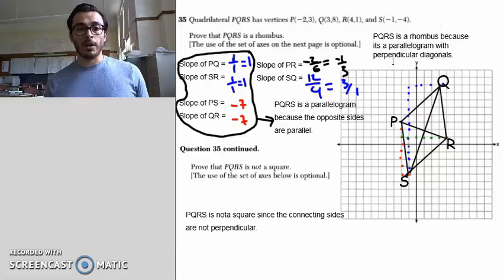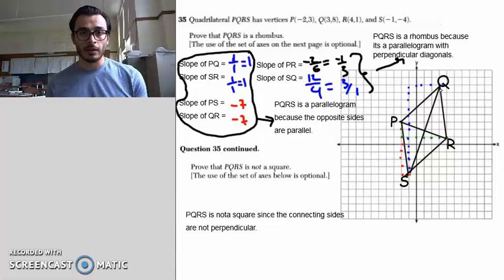So then here's what I write. PQRS is a rhombus because it's a parallelogram with perpendicular diagonals. So this information here is telling you the diagonals are perpendicular. All right? So here's what I did to prove it's a rhombus. I proved that it's a parallelogram with perpendicular diagonals.